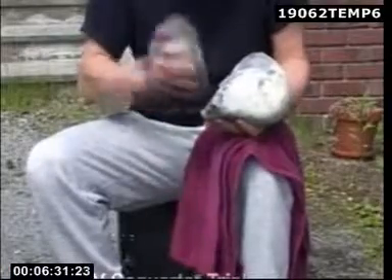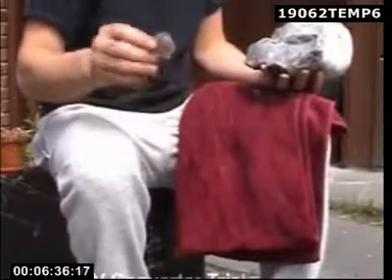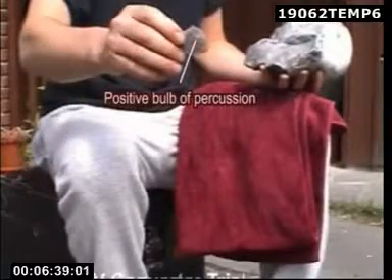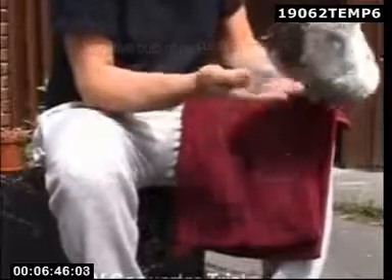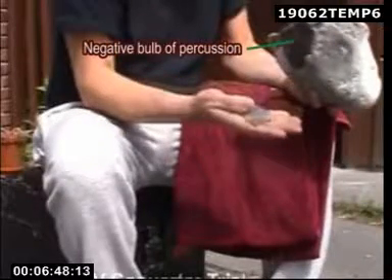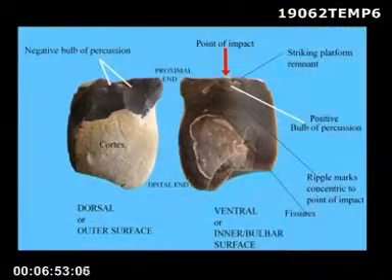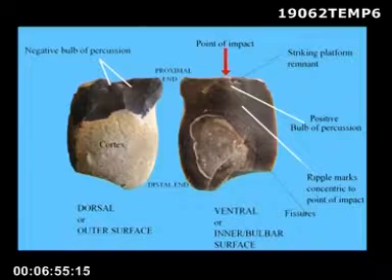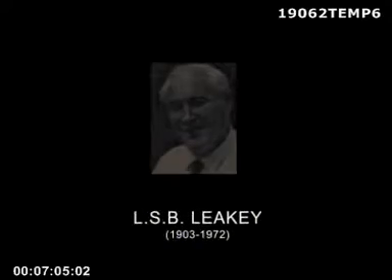This half-formed cone of percussion at the point of impact on the flake is called the positive bulb of percussion, and the corresponding hollowed flake scar on the parent lump or core is called the negative bulb of percussion. There are also low concentric ripples around the bulb of percussion, corresponding to the force of the blow and the amount of the resistance of the block. This is according to L.S.B. Leakey.